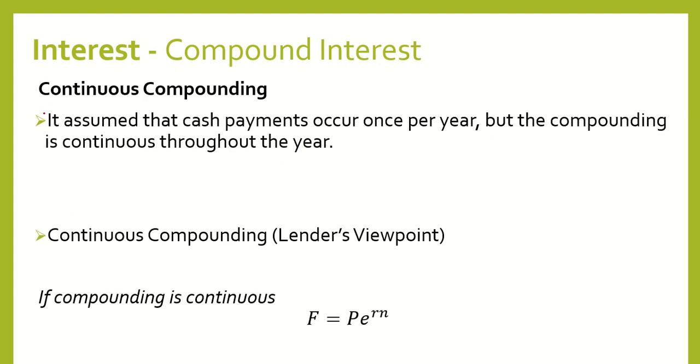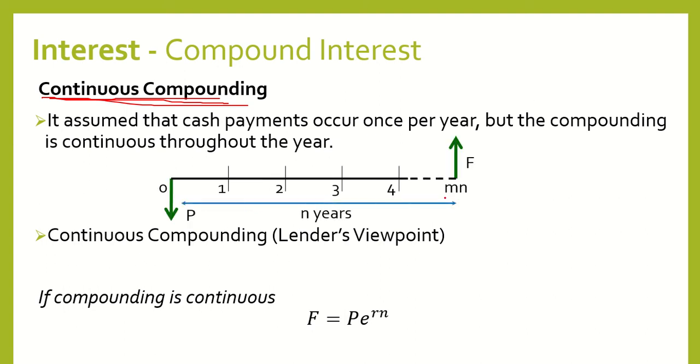We also have a case wherein compounding is continuous. When we say compounding is continuous, approximately it's done every moment. Say it can be per hour, per minute. That's continuous compounding. So an infinite number of compounding in a single year. So in 1 year, a lot of interest are placed in a single year.